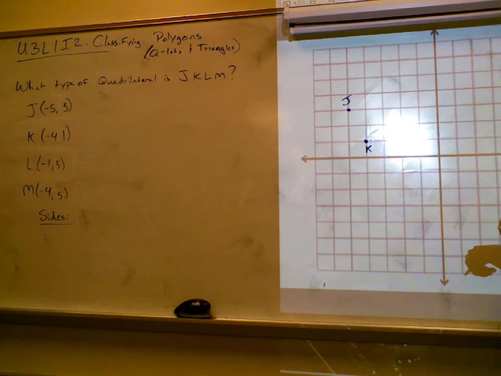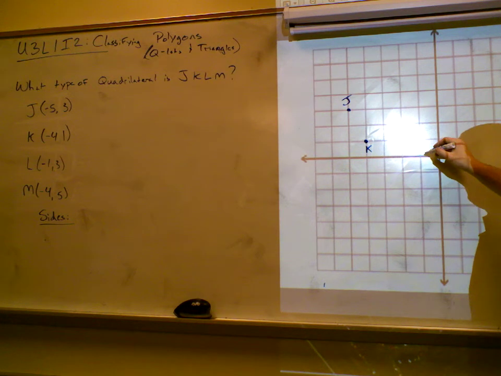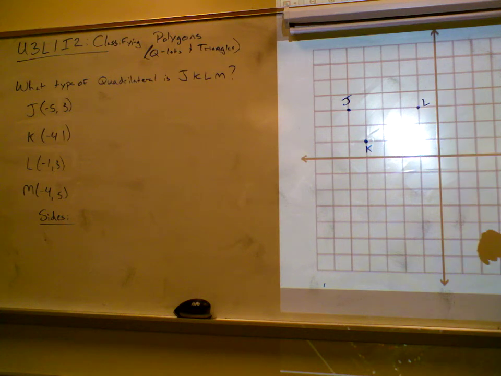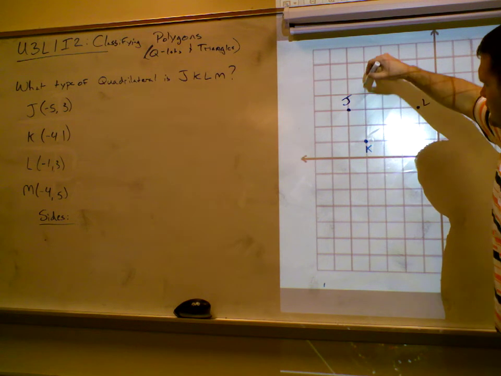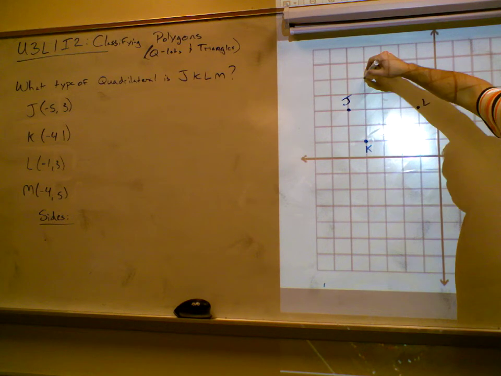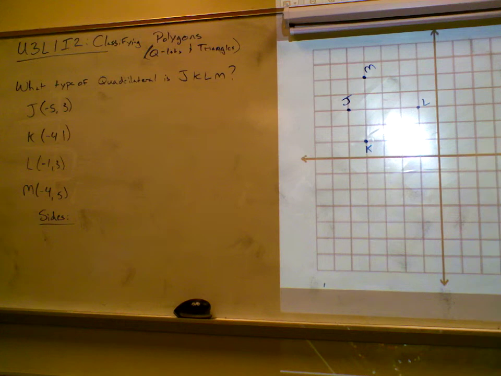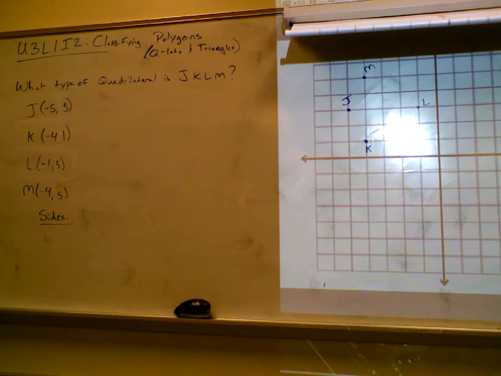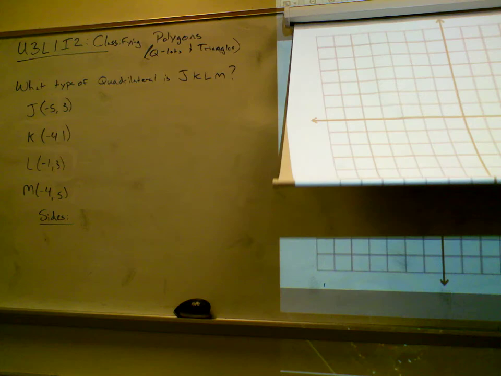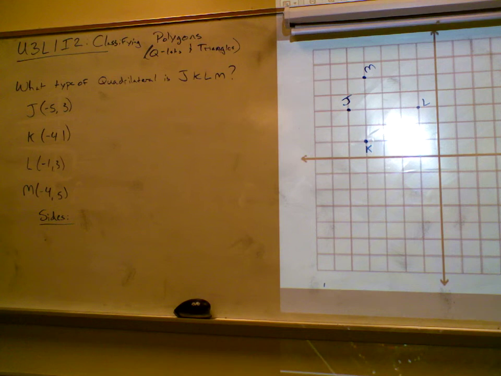L is negative 1, 3. And M is negative 4, 5. 1, 2, 3, 4. 1, 2, 3, 4, 5. So now that's our figure. Let me get rid of the glare. Does this help? No, you can't see it. Dang it, I hate glare. All right. So that's our figure, JKLM, right?